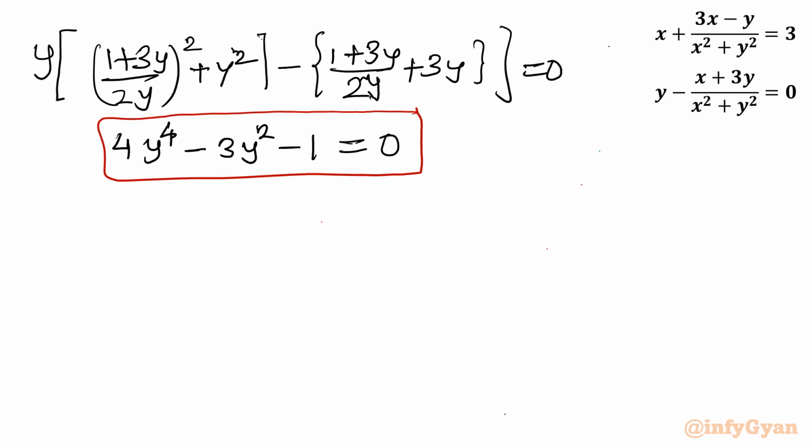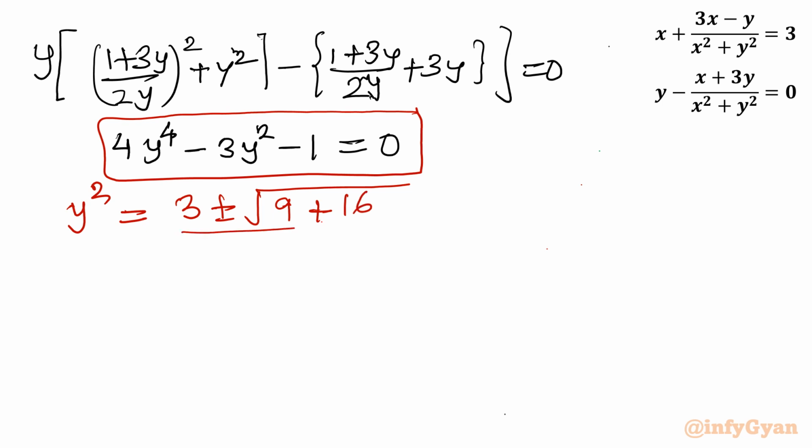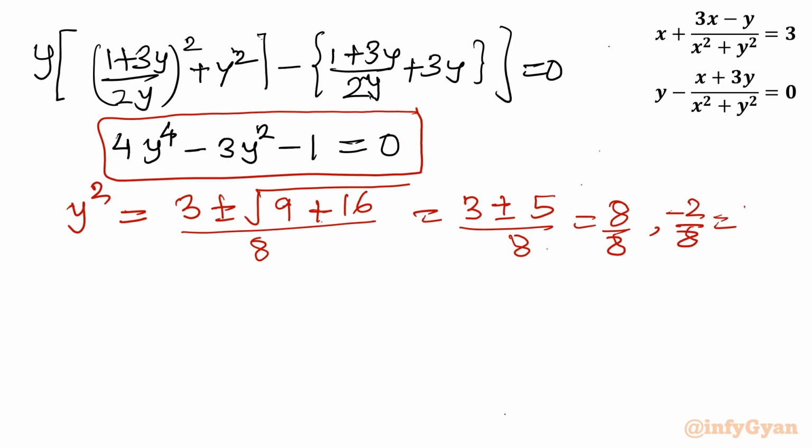Easily you can see this is quadratic in y square. And an easy equation now. Now I will write here directly the Sridhara formula for y square value, because this is quadratic in y square. So minus b, minus of minus 3, 3, plus minus square root of b square, so 9, minus 4ac, so plus 16, over 2a, so 8. So we can write 3 plus minus, I can consider root 25, so 5 over 8. So 3 plus 5, so 8 over 8. 3 minus 5, so minus 2 over 8. So I can get 1 and minus 1 over 4.